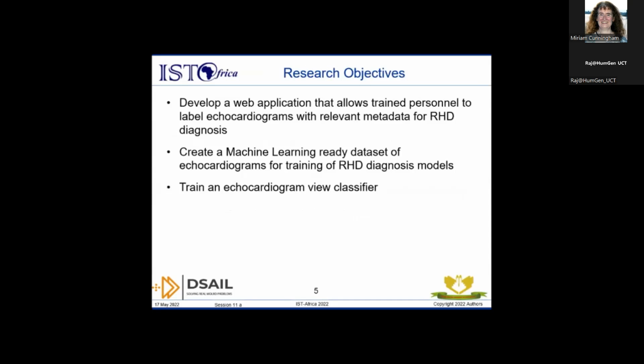And therefore, our research objectives were, number 1, developing a web application that will allow experts in echocardiography to label echocardiograms with relevant metadata so that we can diagnose rheumatic heart disease. Number 2, creating a machine learning ready data set of echocardiograms for training the RHD diagnosis models. And number 3 will be training an echocardiogram view classifier. Those 3 were our objectives.